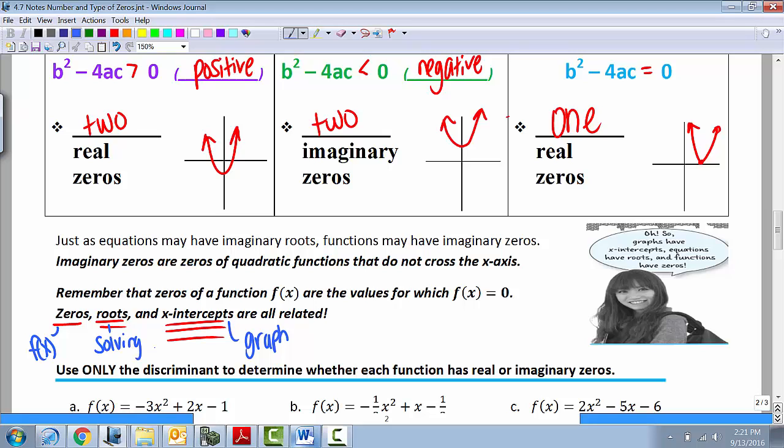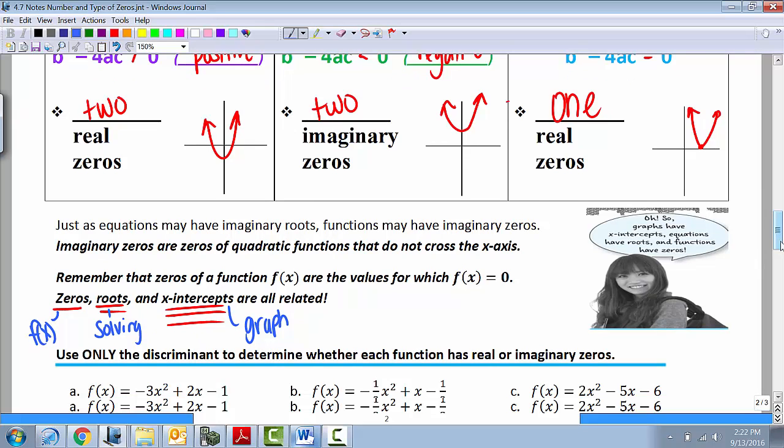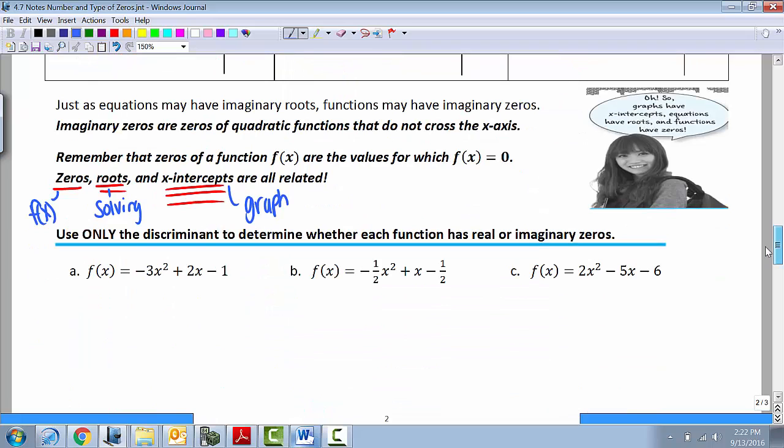Again, I will never test you. I would never ask, what does root mean? But it's good for you to know. If you hear me say root, I'm referring to you having to solve something. If I'm referring to x-intercepts, you're going to have to find it on the graph. If I'm referring to zeros, you have to do something with the function. Just a little bit of background, not very important, but overall, they all mean the same thing: where it crosses the x-axis on the graph, or your solutions.